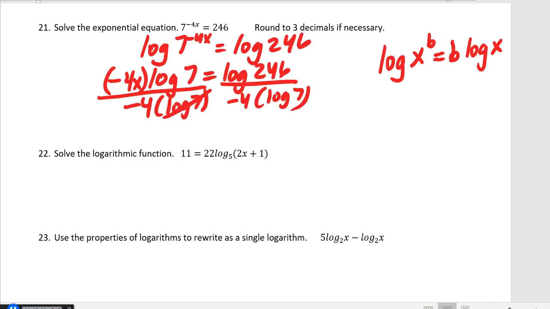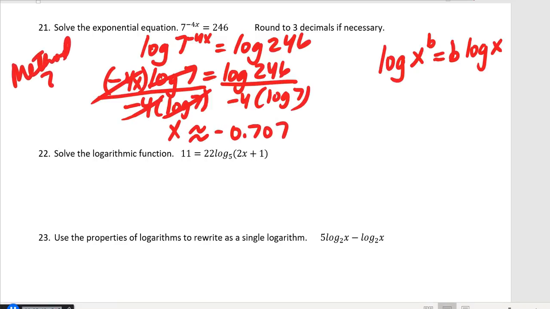And you can see you're going to get the same answer. You're going to get x is approximately equal to negative 0.707. It's the same answer, just a different way to get there. This is method 2, and method 2 just says you take the log of both sides. Now, if this had been a base e, then I would take the natural log. That makes it much easier. Natural log and e go together. Okay?